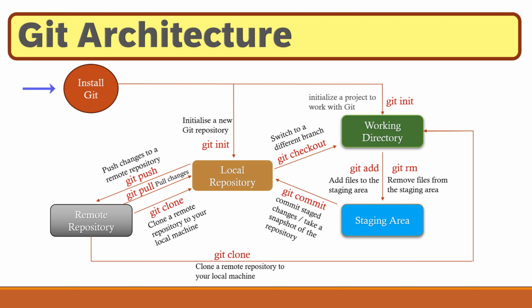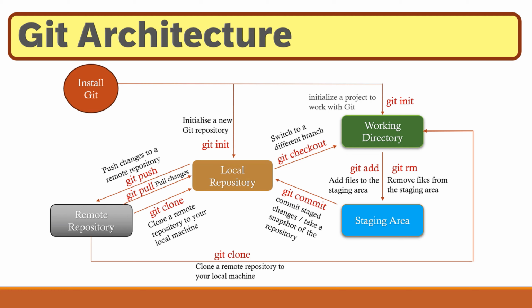So starting at the top left, we install Git on our local computer. Then one of the first things we do is use the git init command. This does two things. It initializes a project to work with Git, as we can see in the green box on the right hand side, which is the working directory. Git init, by the way, stands for Git Initialise. So all the commands are in red, by the way, and the boxes are our workspaces. Now this has initialized and created a working directory.